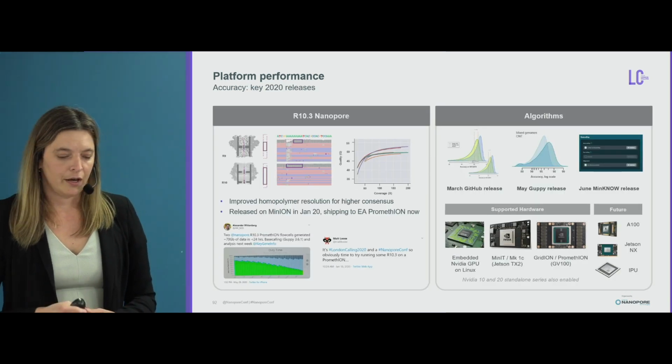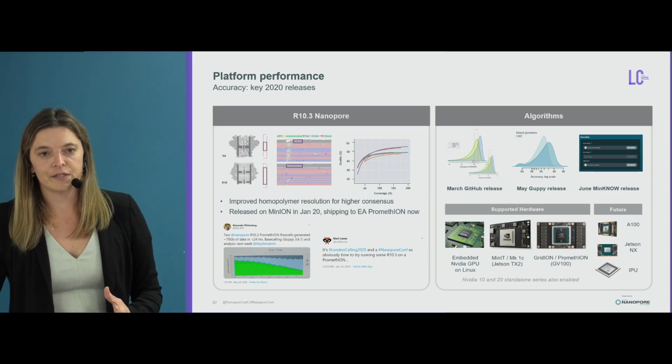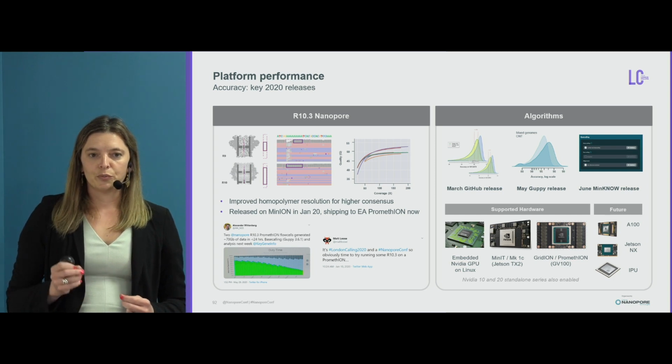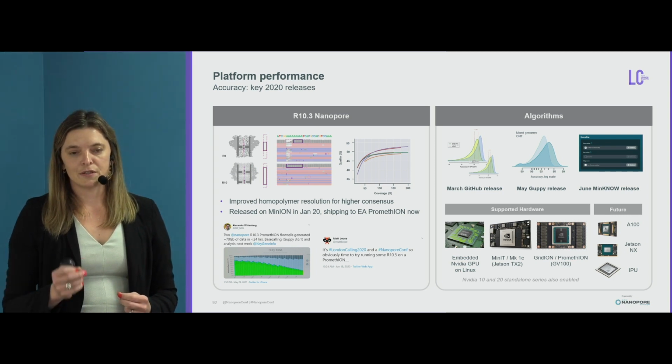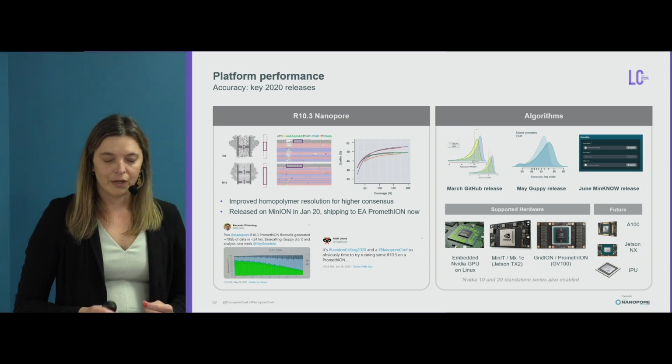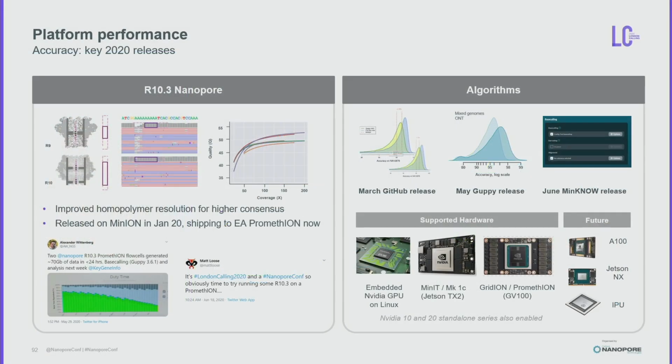And so some key updates that we've had recently, of course, are the R10.3 nanopore. So this is the nanopore that improves our homopolymer resolution and delivers that higher consensus. And it's been released on MinION since January in shipping. And it is now with early access PromethION users, with Keygene having run it last week, I believe.